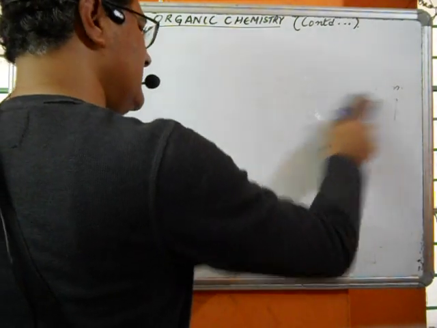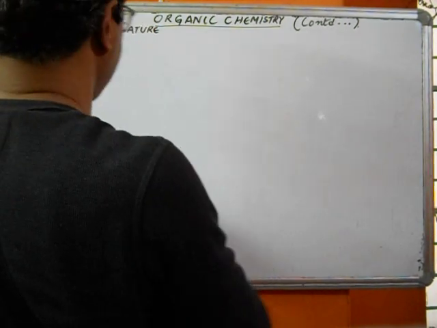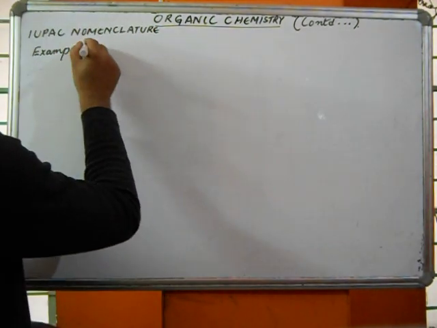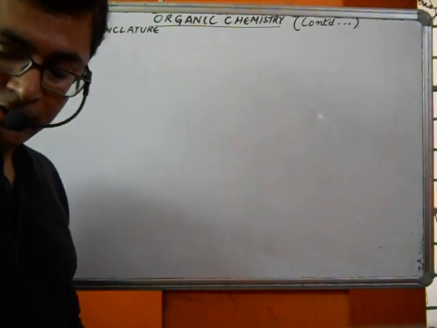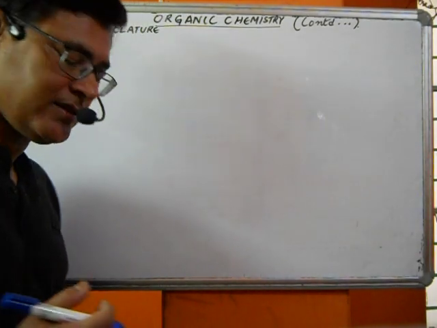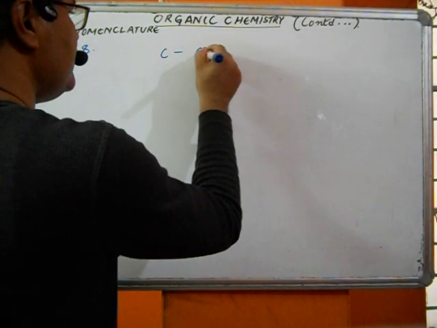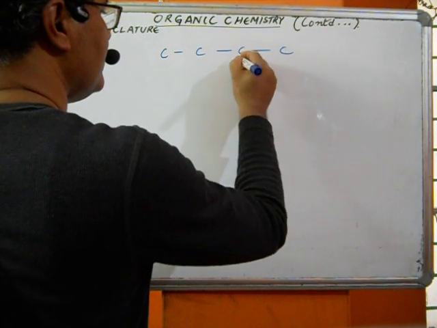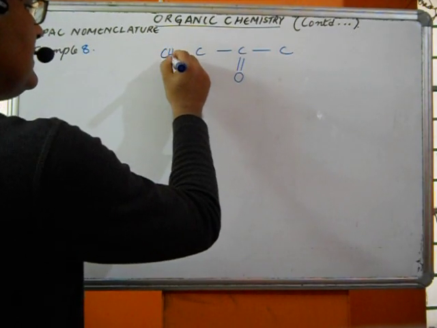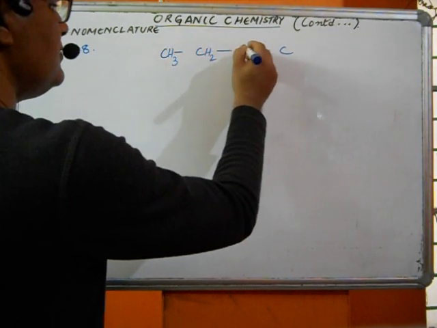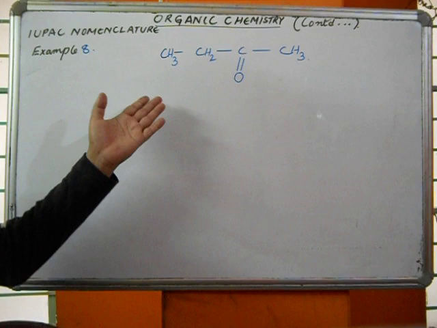Example number 8. So let's move on to the next example. Let's see what it is. Now this is a different functional group. Observe. It might not be in your ICSE syllabus, but still let's do it. 1, 2, 3, 4. There is a double bond over here. Start thinking what is the compound? CH3, CH2, CH3. So this is my compound now.